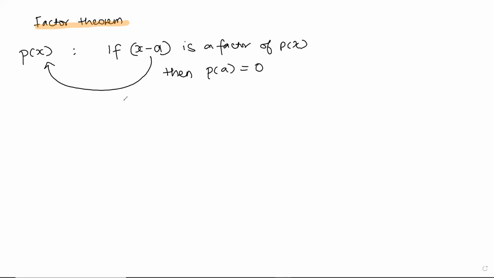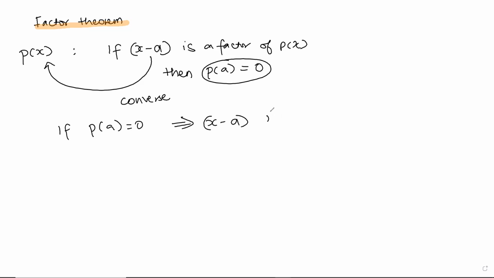And we can say the converse of this is also true. And what do you mean by converse? It means if p of a is 0, so if you already know that p of a is 0, then that means p of a is what? The remainder, right? So if you know that the remainder is 0, then that means x minus a is a factor of p of x. All right, so this is the factor theorem.